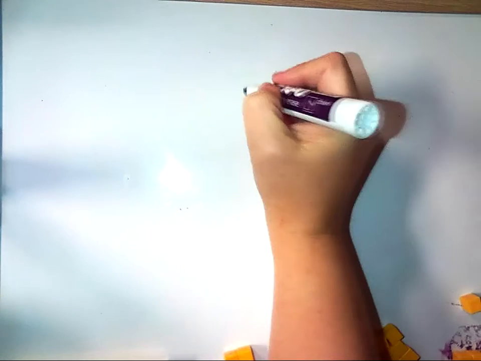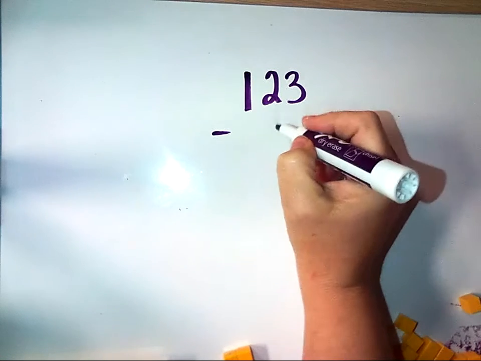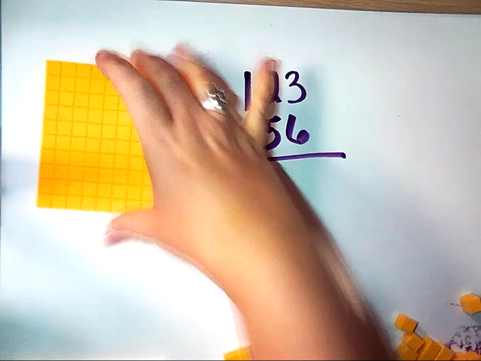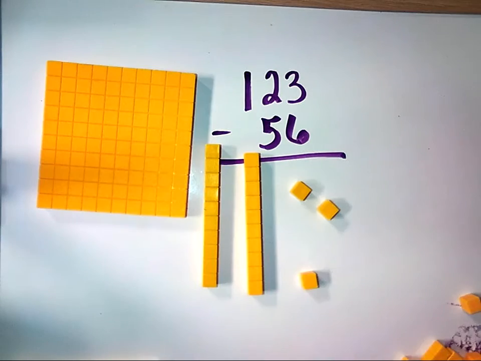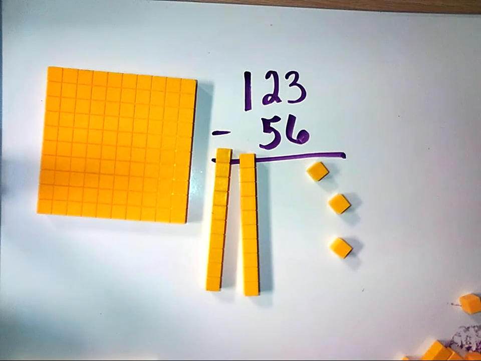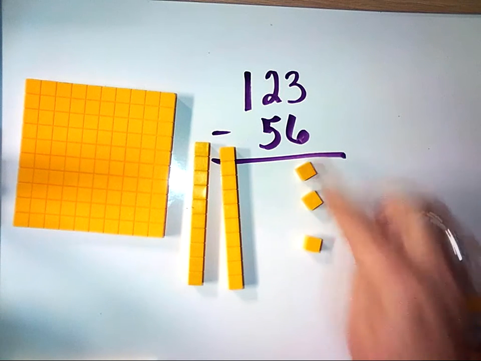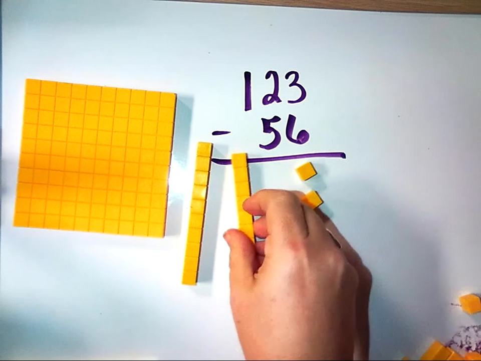We could then go on up and do the same thing with a 3-digit number. So let's say we have 123 minus 56. There's your minuend, and you need to take away 56. So we do the same thing and say, okay, let's start over here in our ones place. I only have 3, and I need to take away 6. So I'm going to come regroup one of these.